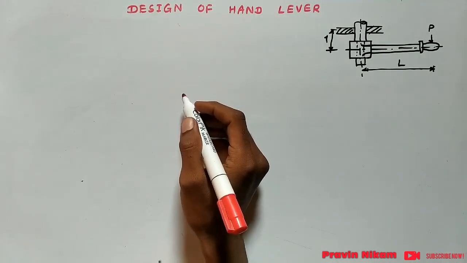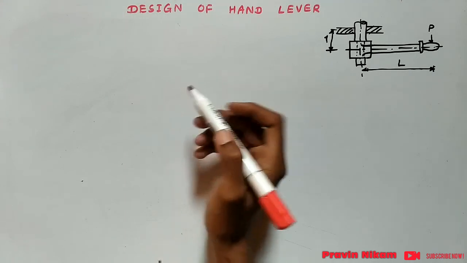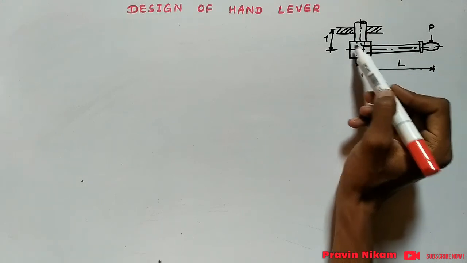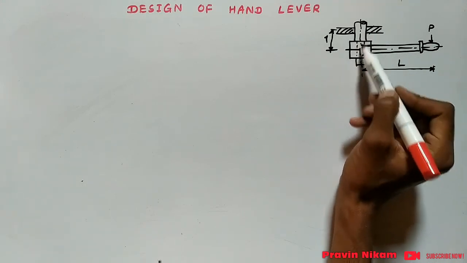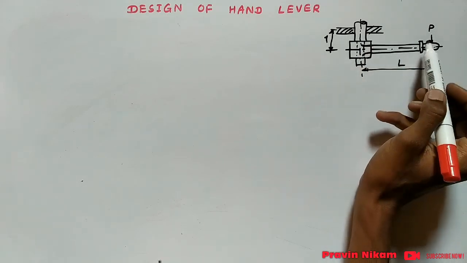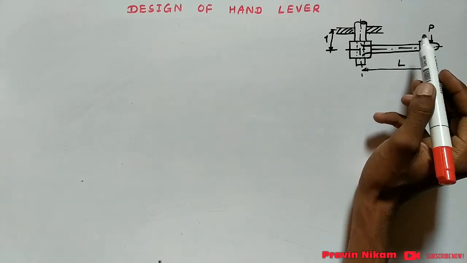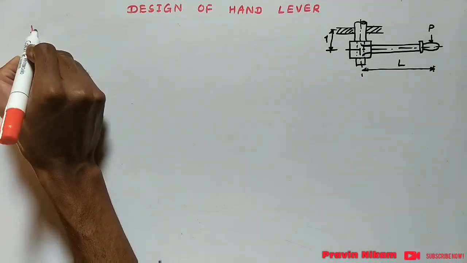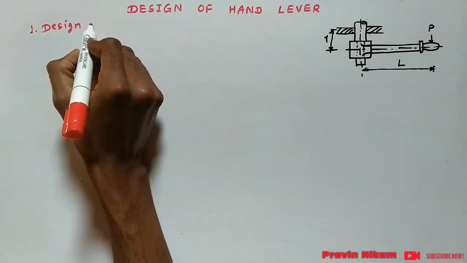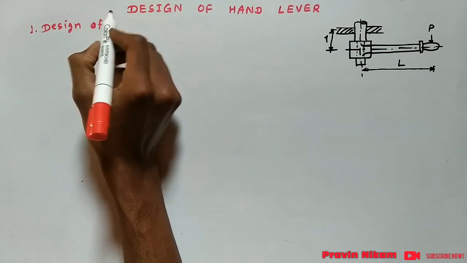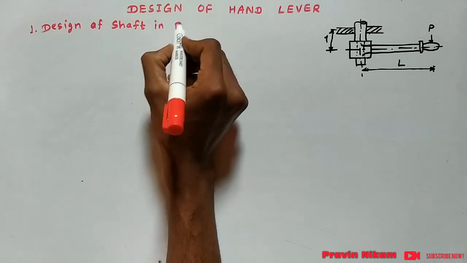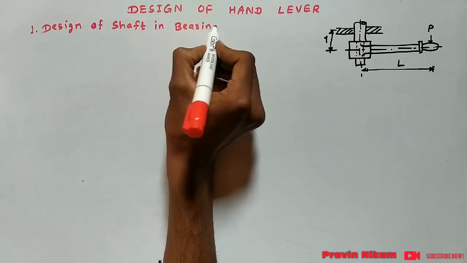So friends, in the design of the hand lever, we have to design a shaft in bearing, a shaft in boss, then the design of the boss, design of keys also, and the design of the lever arm. So let us design one by one. The first component is the design of shaft. Design of shaft in bearing.